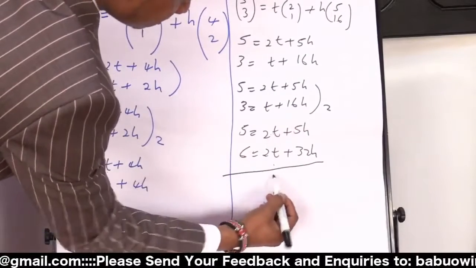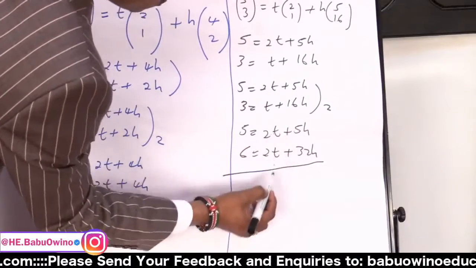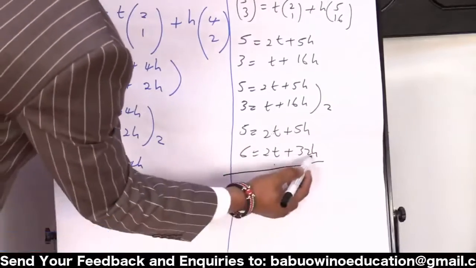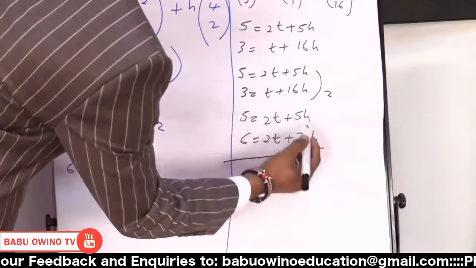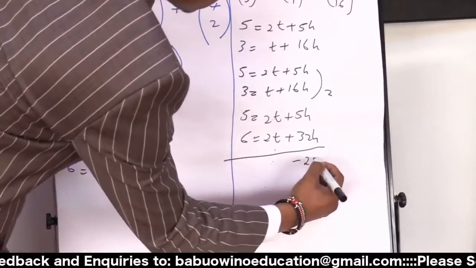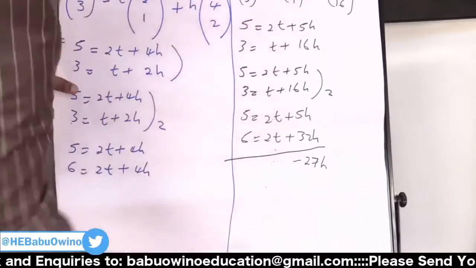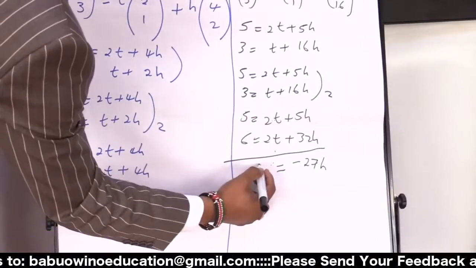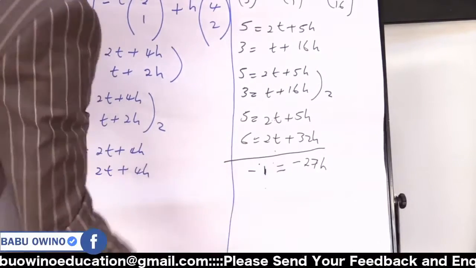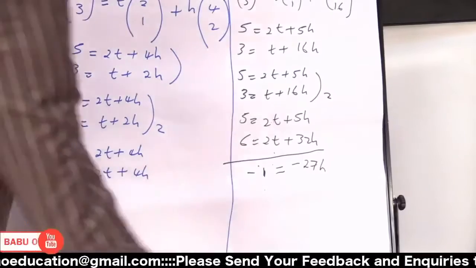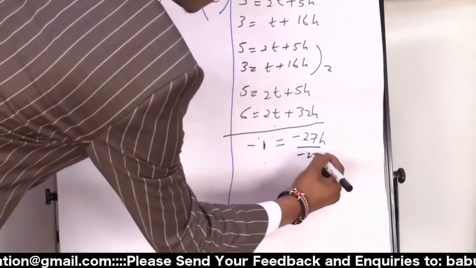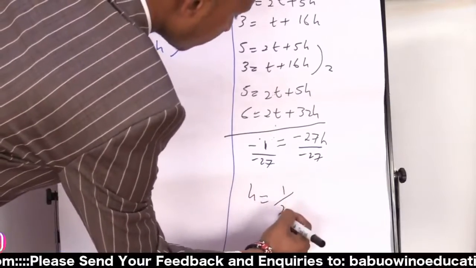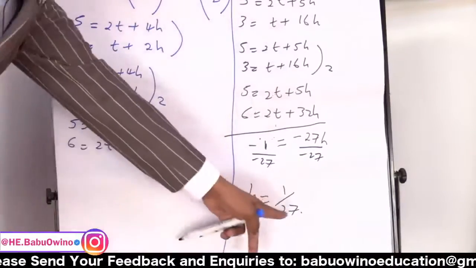So this minus this, subtract everything. This minus this is 0. 2T minus 2T is 0. 5H minus 32H is minus 27H equals 5 minus 6 is minus 1. Then divide everything by minus 27. So our value for H is equal to 1 over 27. So we found our H value.